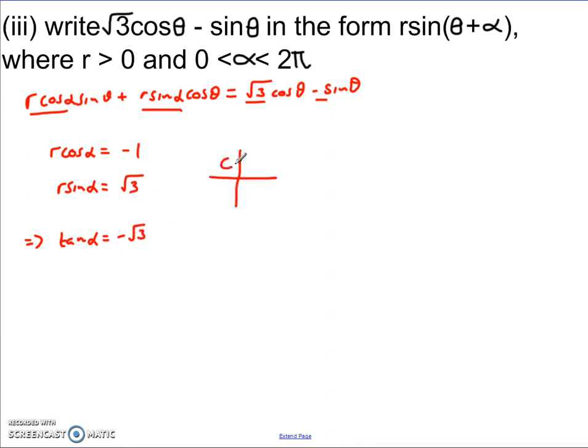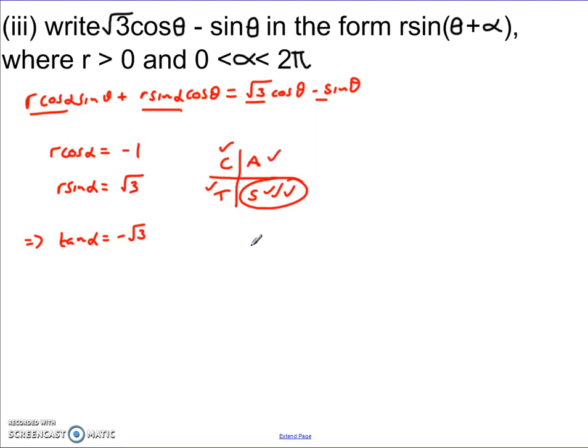Use our CAST diagram again to be able to figure out where it lies. Well, cos is negative, so I know it's tick tick there. Sine is positive, so it's there and there. And tan is also negative, so it's going to be in the C or the S. Well, again, the S has all 3 ticks, so that's the quadrant it lies in. So again, we find our answer in the A and we subtract it.